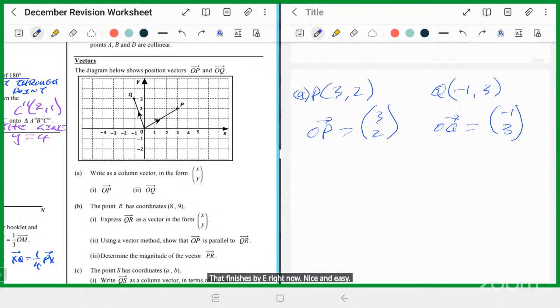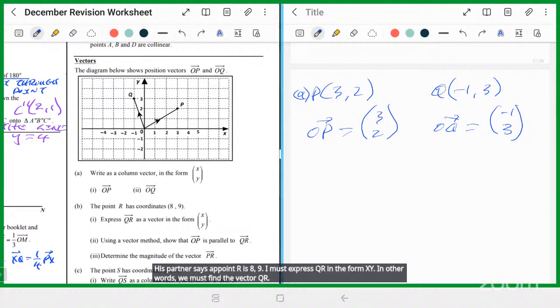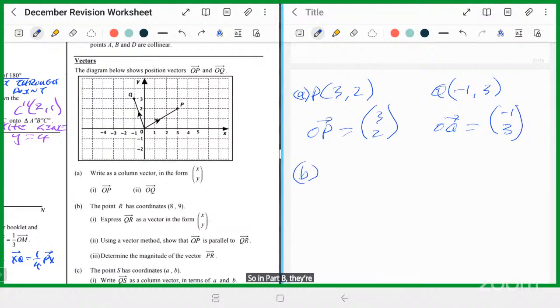This part now says a point R is 8, 9. I must express QR in the form (x, y). In other words, I must find the vector QR. So in part B, they're introducing another point R, which has coordinates 8, 9. And if the coordinates of R are 8, 9, then similarly, OR is the vector 8, 9.